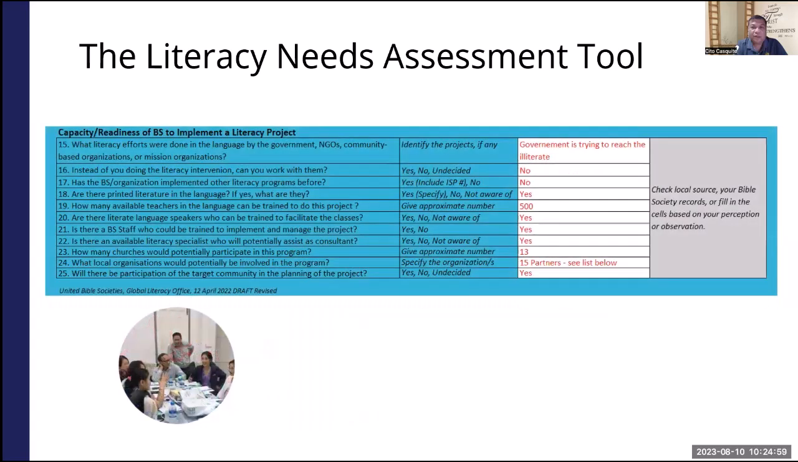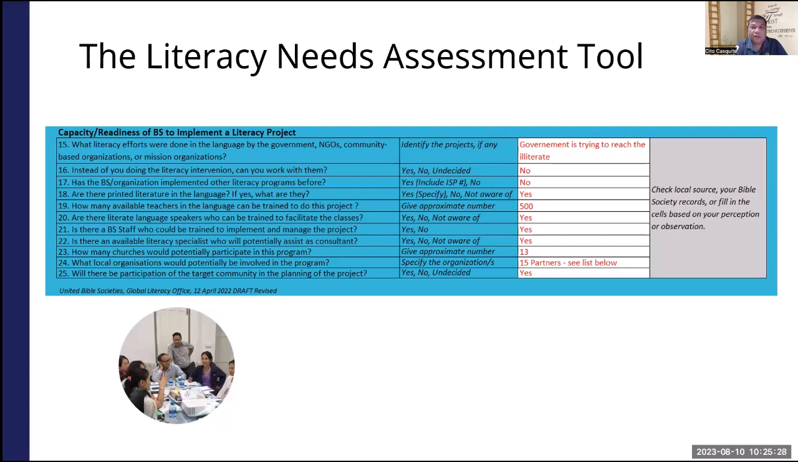And for the capacity or the readiness of the Bible Society to implement the project, it's interesting to note that we ask a question about partnership, because the first question talks about any literacy intervention being done by the government or NGOs. They said that the government is trying to reach the non-literate in the country, but the question is, instead of doing literacy intervention, can you work with them? The answer is no.